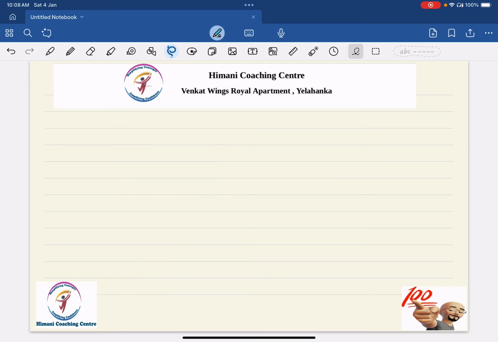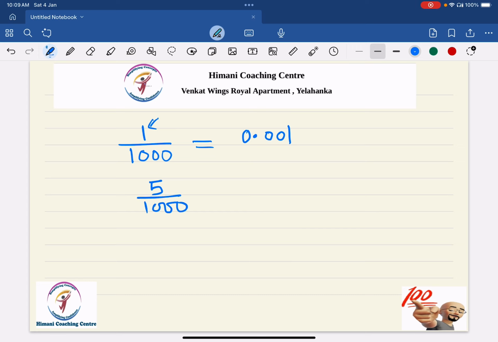Okay, kids. So this is how we do division by 10 and 100. Let us quickly do division by 1000 also. So let us do this. 1 upon 1000. How many zeros? 3. So how many digits after decimal? 3. What is there in the numerator? One digit. So put two zeros in front to make three digits after decimal. So the answer is 0.001.